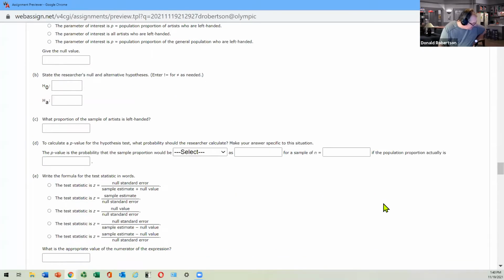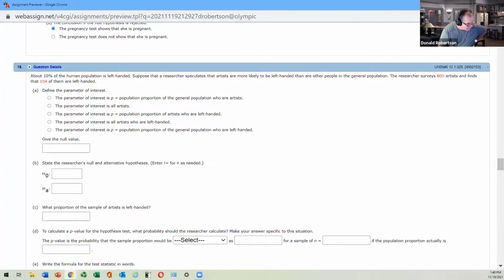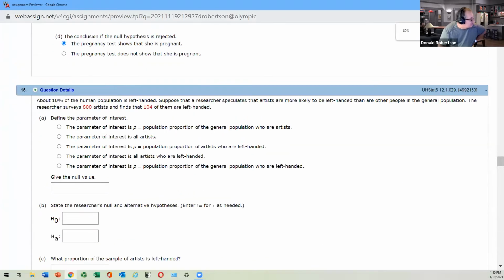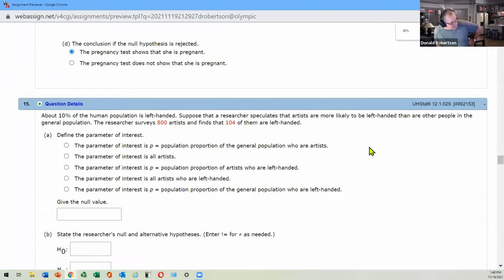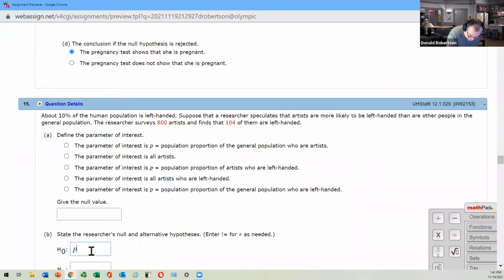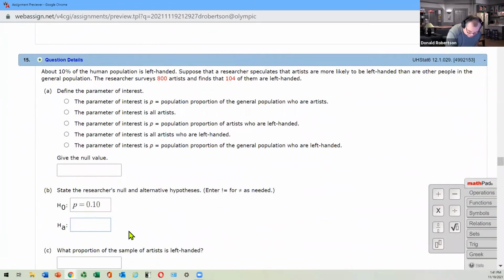this particular story? Now, this question here, which I'm going to have to make bigger because I can hardly read it and my eyesight's not great, is basically a very similar question to part B. There's some big overlap in a lot of questions. So about 10% of the human population is left-handed. Suppose a researcher looks at artists and he thinks that artists are more likely to be left-handed than the general population of 10%. I can understand that. So P is 0.1 null. And the alternate is he thinks that artists, and more of them, right?